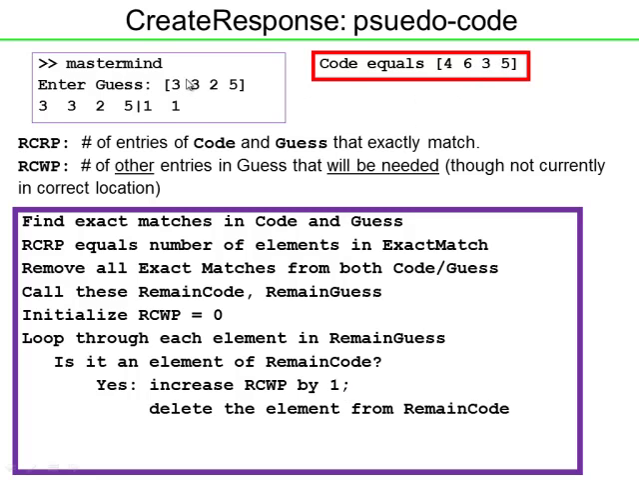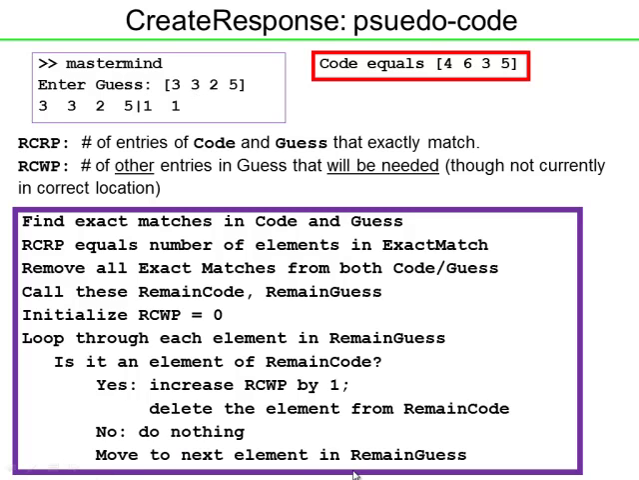When I try to check this next 3, I don't want to also say that it's right because I've already said that this one was right. So I'll delete this 3, and then I move on to the next element in the remaining guess. So move to the next element, remaining guess, and that's what this loop is. So I'll just go through here, and what I'll find is I'll find 1. That one's right. This 3 won't match with a 4 or 6. The 2 won't match with a 4 or 6. And we'll get right color, wrong place is 1, as we'd expect. So that's some pseudocode. Should give you an idea of how to get started.